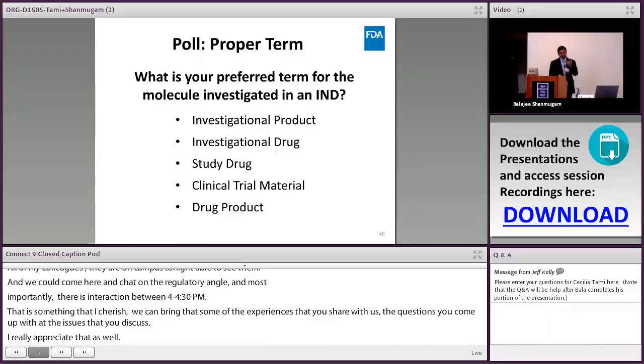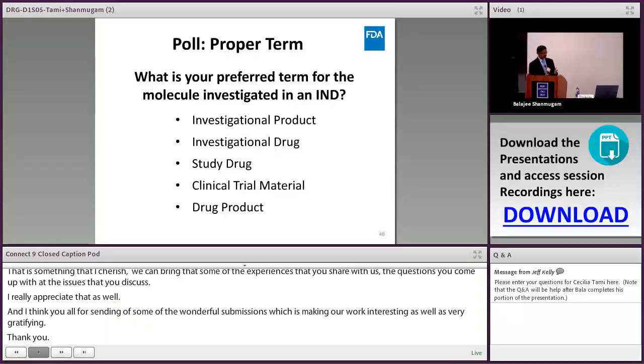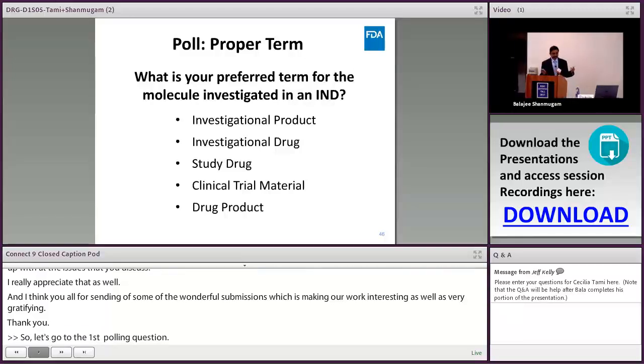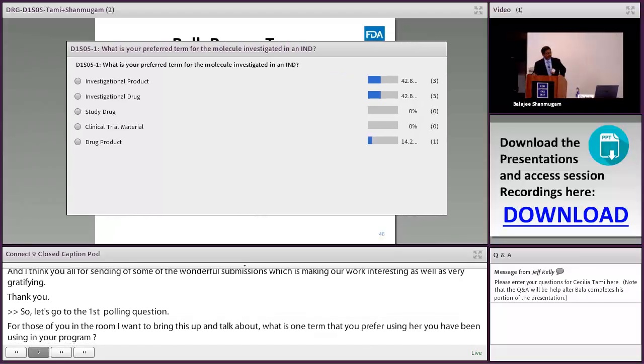So could we please go to the first polling question? And for those of you in the room, I just wanted to bring this up and talk about what is one term that you prefer using or you've been using in your developmental program. Is it investigational product, drug, study drug? Anyone who wants to volunteer as the poll is going on?